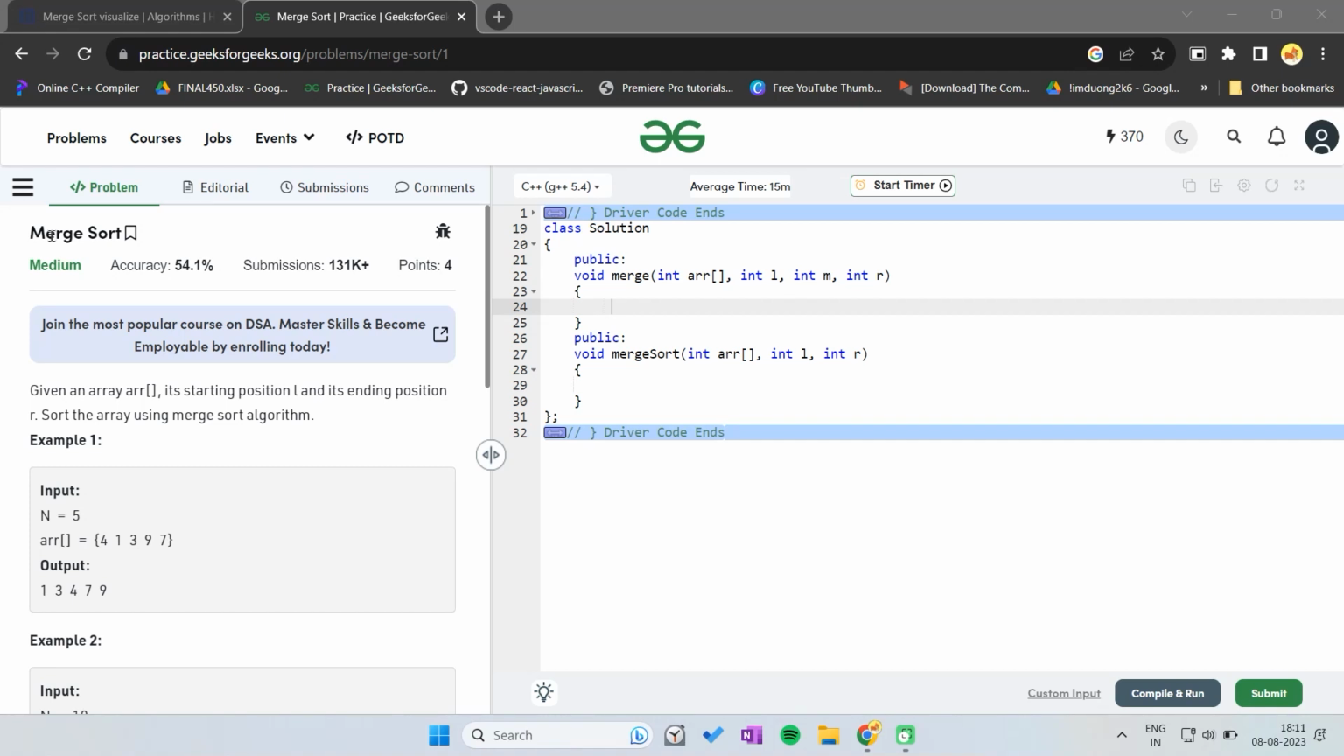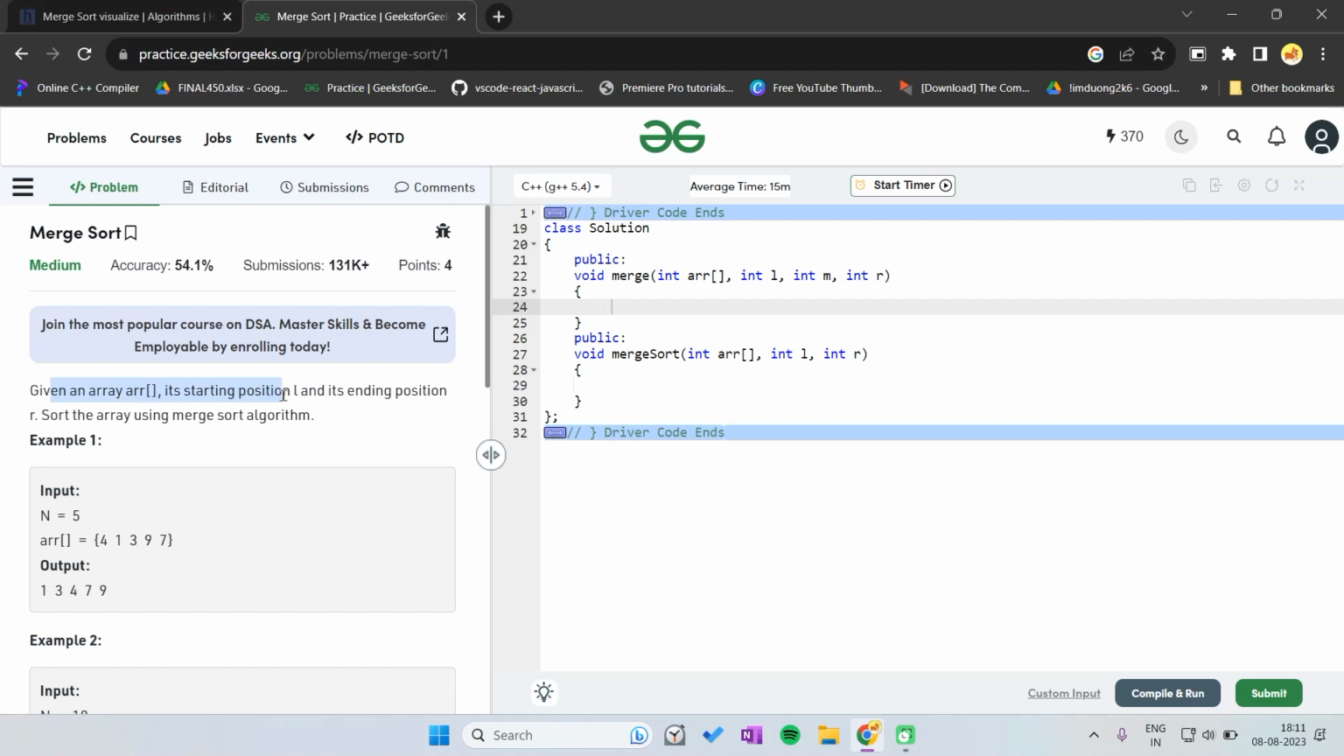Channel, and today we are going to solve merge sort. So merge sort is a divide and merge algorithm. In merge sort, we first divide the array into small parts until they are single-element arrays, and then we merge them together to form a new array. This array will be modified, and it will be sorted.